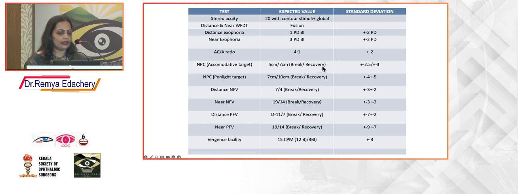These are the normative data. Stereo acuity is usually 20 seconds of arc. Then normally you have fusion for distance and near. Distance exophoria is very small, and near exophoria can be up to 3 to 4 prism diopters. The AC/A ratio is normally 4:1, with a standard deviation of plus or minus 2. The near point of convergence is about 5 to 7, and with a pen light it comes to about 7 to 10. For NFV, distance and near are 7/4, and for PFV near is 19/14, and the vergence facility is 15 cpm.